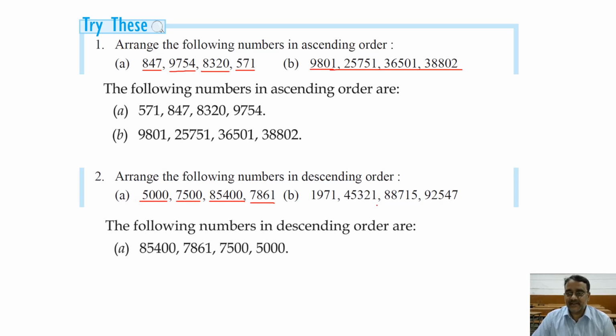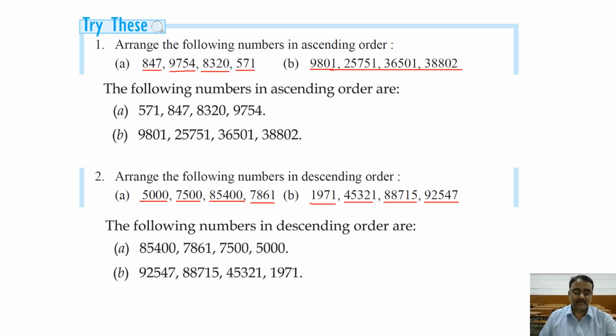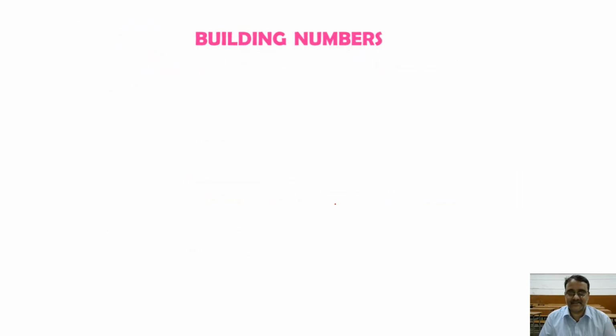And in the B bit, the greatest number is 92,547, then 88,715, 45,321, 1,971. Right. Now, the second topic is also over. Now we'll move toward the third topic, building numbers.